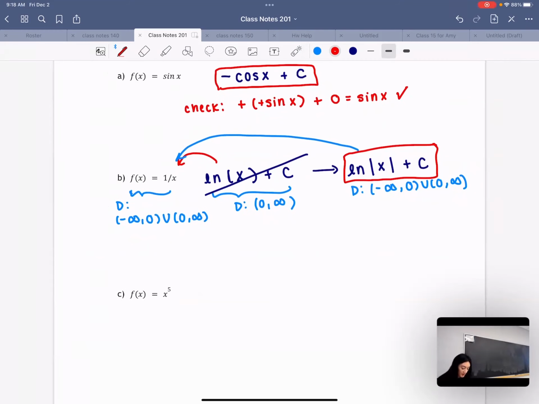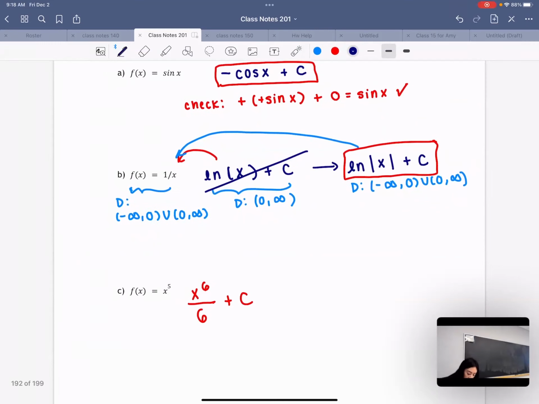Can someone give me a function whose derivative is x to the 5th? X to the 6th power divided by 6 plus c. Perfect. And if you're ever confused about this, we can go and check. The derivative of x to the 6 over 6 is 1/6 times 6 times x to the 5th. The derivative of c is 0. The 6's cancel out and we're left with x to the 5th plus 0. That looks like we're right. So we did find a function whose derivative is x to the 5th.